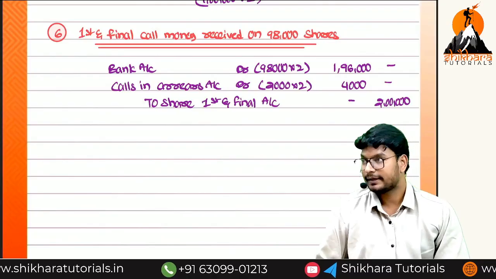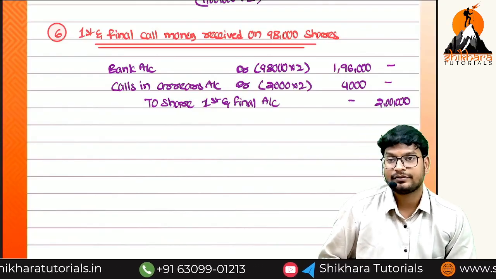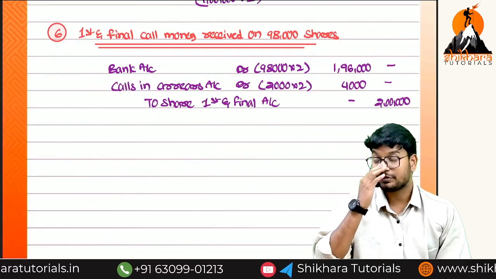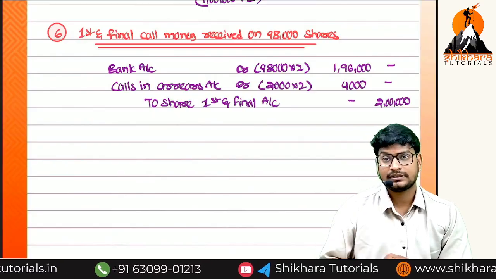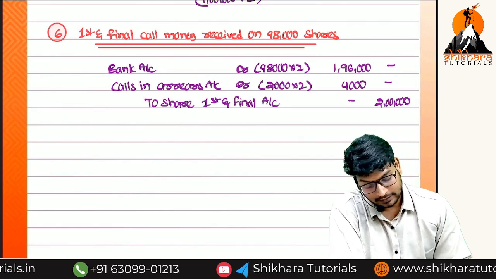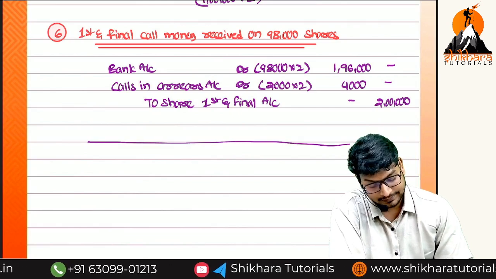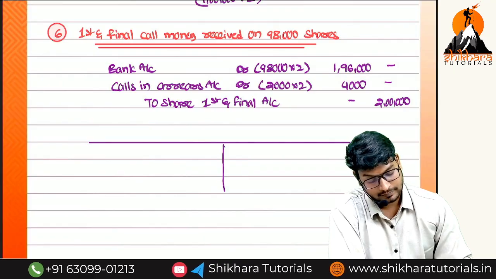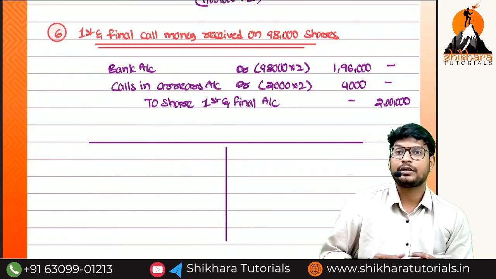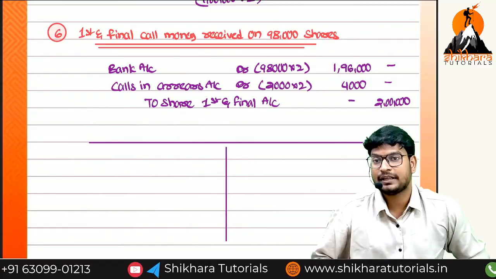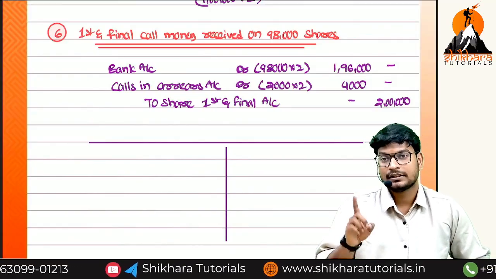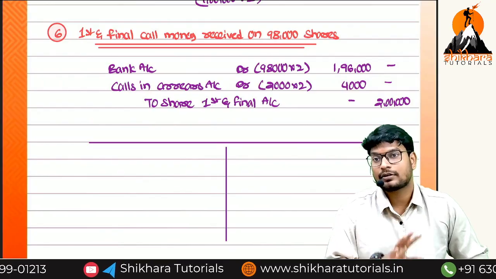So until now, okay, it is fine. Now we are going to forfeit the shares. How many shares we are going to forfeit ma? 2000 shares. Until now, how will be the balance sheet ma? How many items will be available now? Normally only 3 items will be available. What are the 3 items? Share capital, bank, calls in arrears.